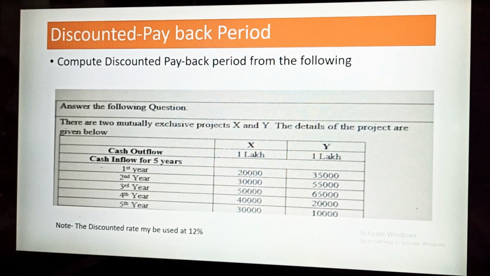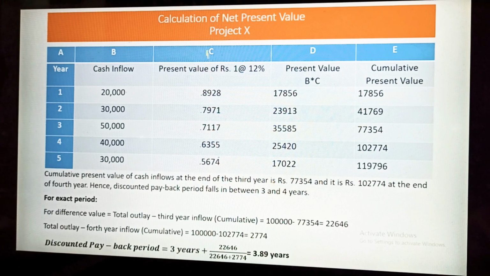So in this question, after completing it, we have to find out which project is more preferable. So let's see the question solution. First I have the calculation of net value, project X. Year 1, 2, 3, 4 and 5. In cash flow you can check 20,000, 30,000, 50,000, 40,000 and 30,000 is given.